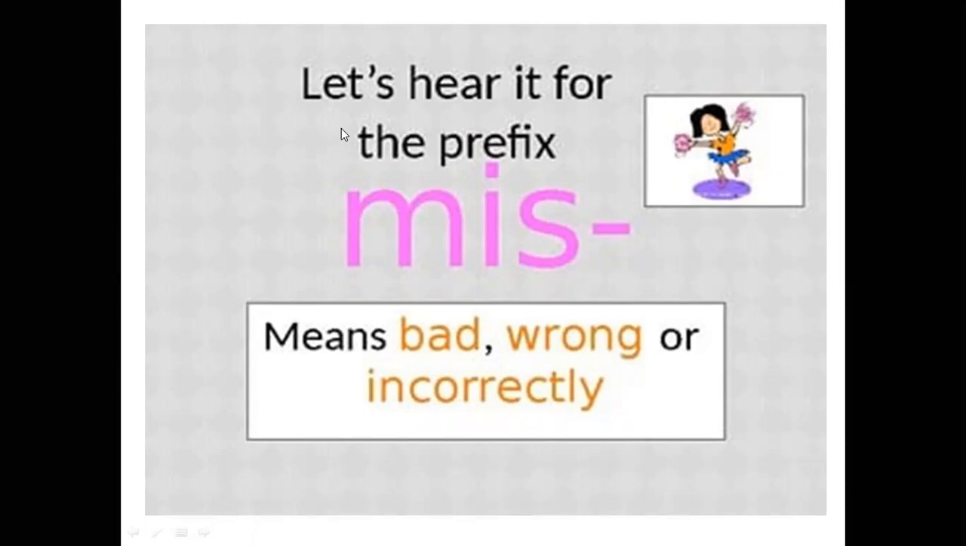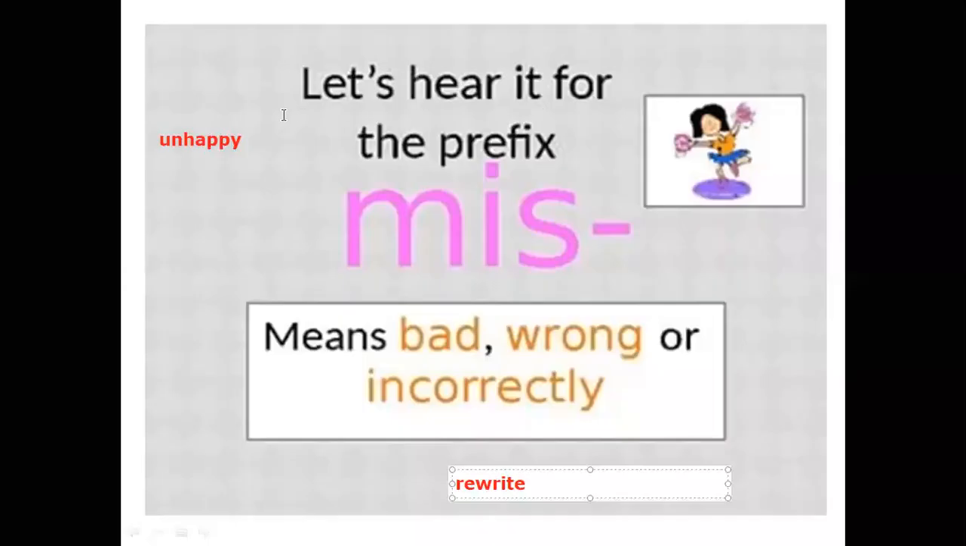Let's remember, as we said before, un and re, as in rewrite. We have many different prefixes. For example, unhappy: un means not, so unhappy means not happy. And as we said before, in rewrite, the prefix re means again.